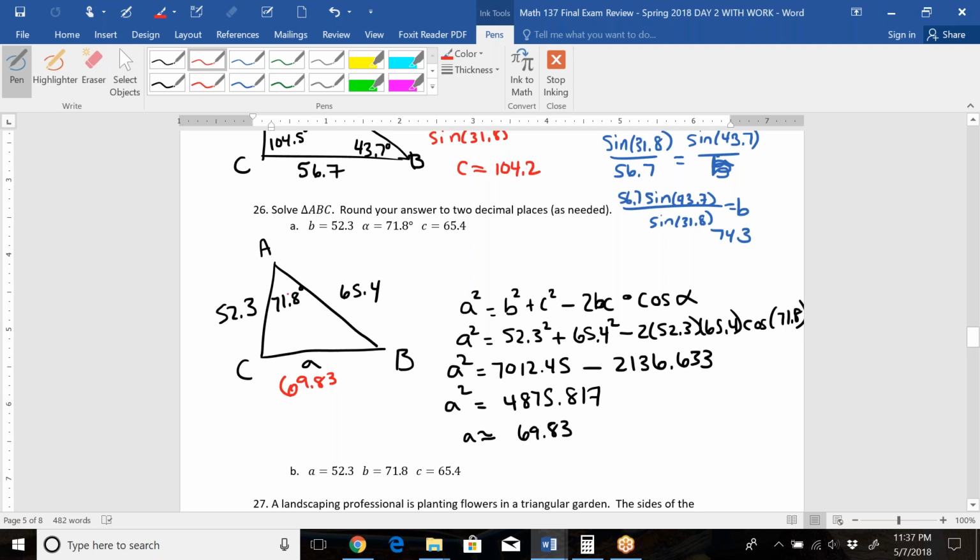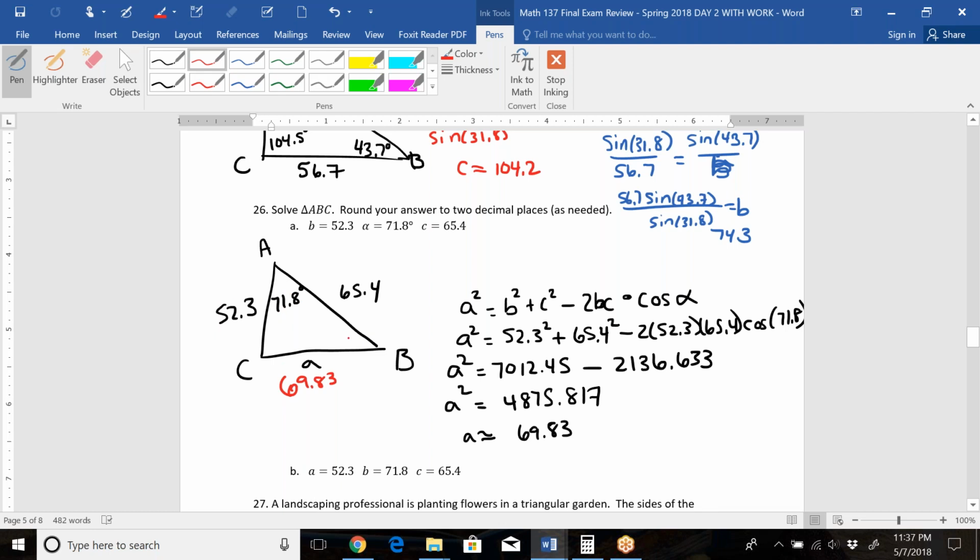Now that we have this, though, we can use a law of sine, since we have a side and an angle across from it, to find a second angle. Depending on how you want to approach this, this is already the largest side of this triangle. So that means that this is the largest that an angle can be.